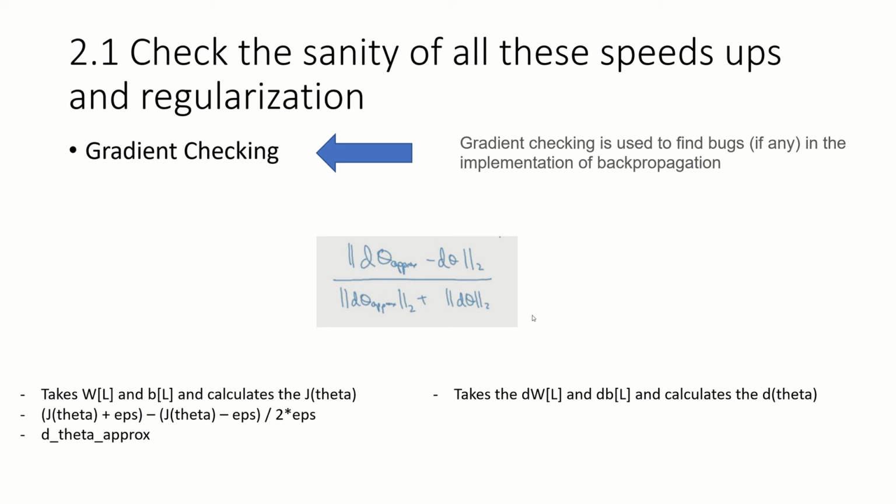Now, if the outcome of this equation is less than 10 to the power of minus 7, so this has to be the other way, sorry, I'll fix it. So if the value is less than 10 to the power of minus 7, then that's good. That means you have no bugs in your backpropagation. If it's around 10 to the power of minus 5, then it's almost acceptable. But if it's bigger than 10 to the power of minus 3, then I will start to worry.